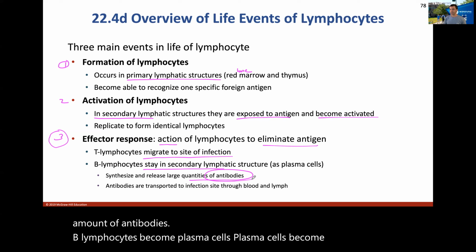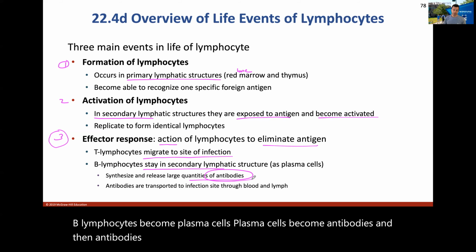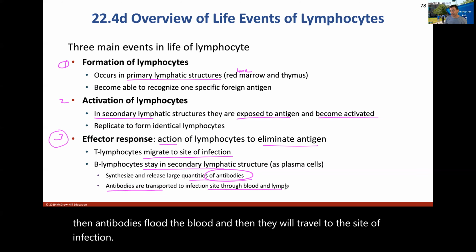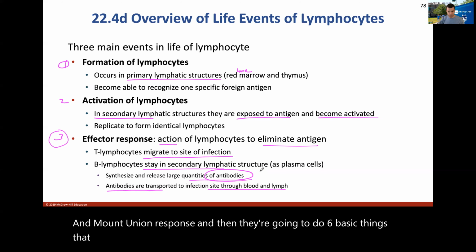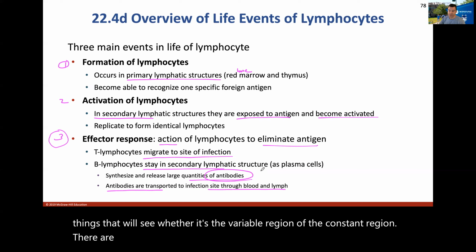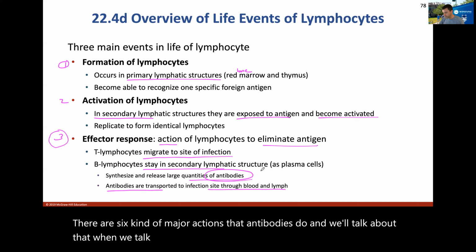And then antibodies flood the blood, and then they will travel to the site of infection and mount the immune response. And then they're going to do 6 basic things, whether it's the variable region or the constant region. There are 6 major actions that antibodies do, and we'll talk about that when we talk about humoral or antibody-driven immunity later on.